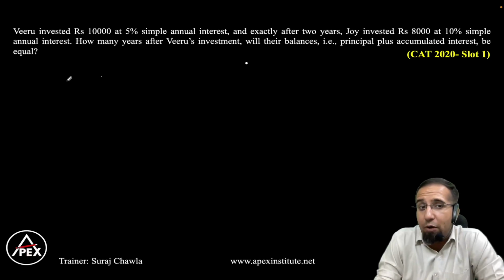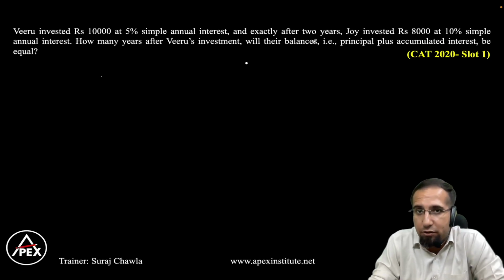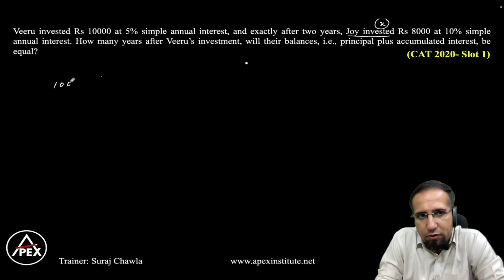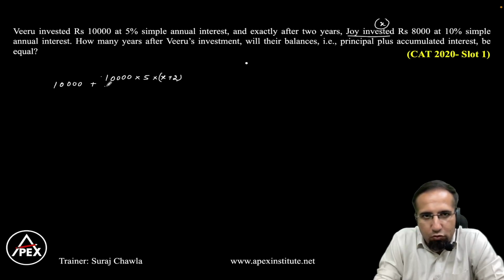Now I do not know after how many years. Let's say after X years from when Joy invested. I repeat, X years from when Joy invested. So Viru's investment was 10,000 plus 10,000 into 5 into X plus 2, because Viru's investment was invested for 2 more years, PTR divided by 100.